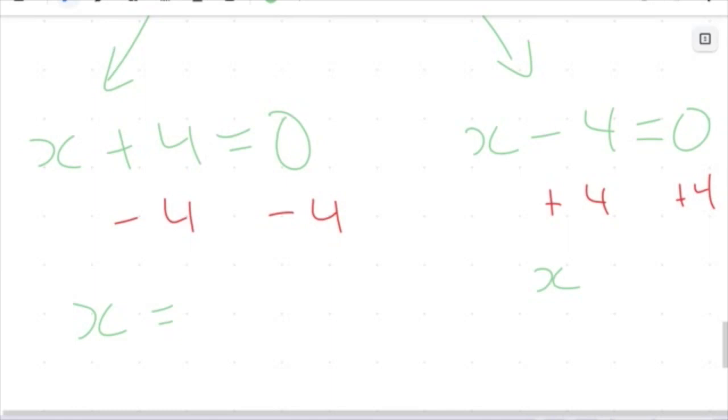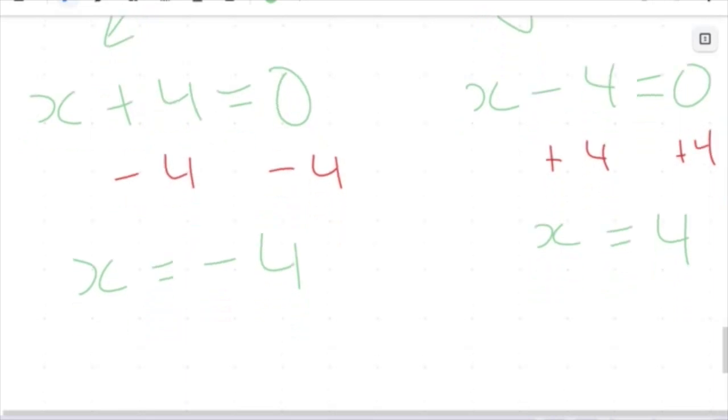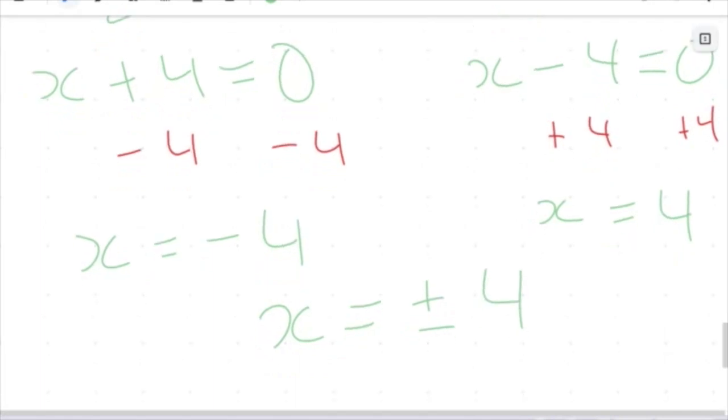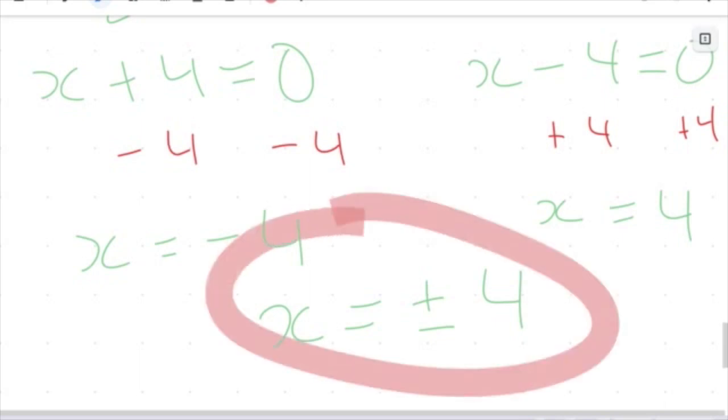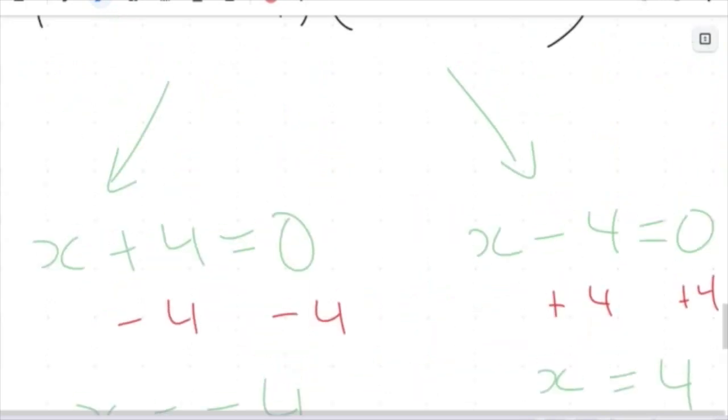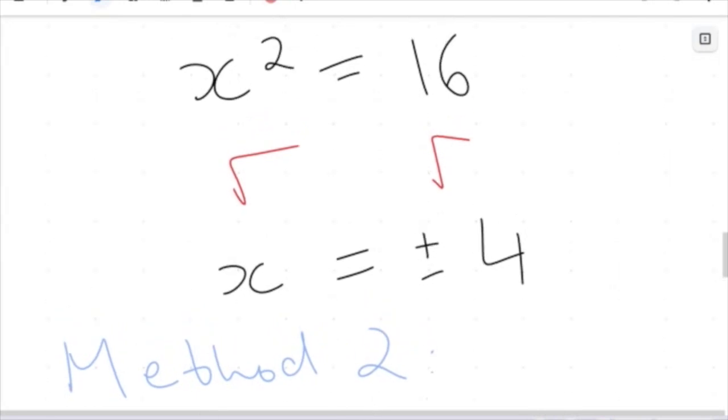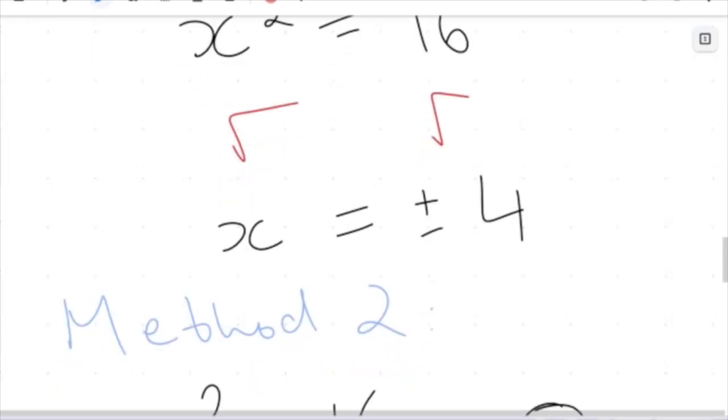So on my left-hand side, I get 0 minus 4 gives me negative 4. And on my right-hand side, I get 0 plus 4 gives me a value of x equals positive 4. Or in other words, if we want to write this in a shorthand way, mathematicians are lazy, we like to write these shortcuts, this can be written as x equals positive or negative 4, which is the same solution we got up here. There are two ways for you to do it. You can choose whichever way you would like.